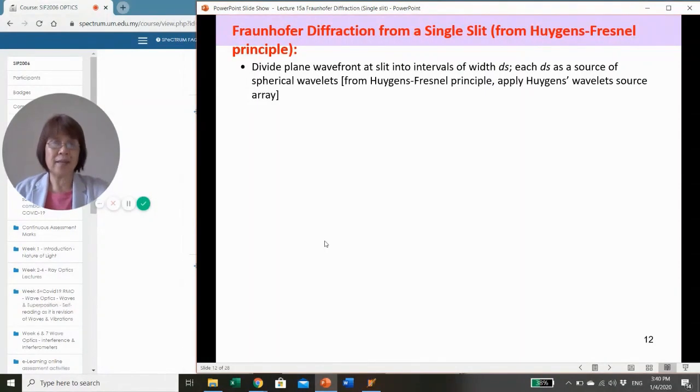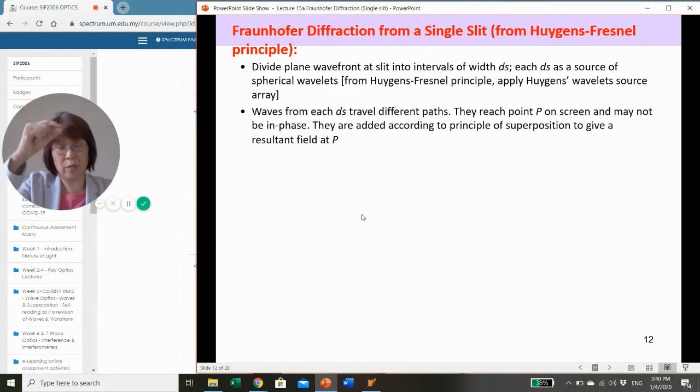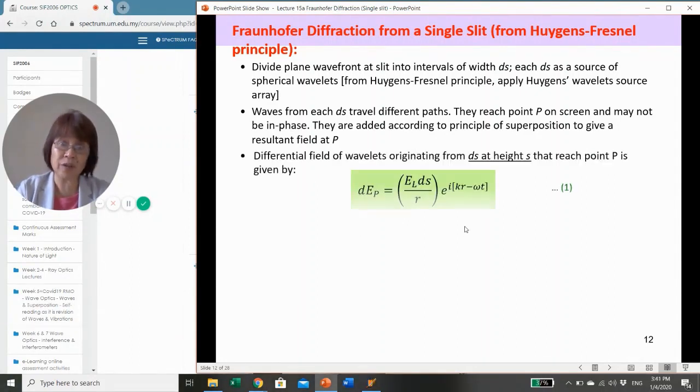Okay, so we said that for Fraunhofer diffraction, we are going to treat it according to the Huygens-Fresnel principle. So we're going to divide the wavefront at the slit into intervals of width ds, and each very small width ds here will be a source of spherical wavelets. So we have an array of them throughout that will span the width of the slit. And the wave from each ds would then travel different paths and reach point P on the screen, and they may not be in phase. So they all will add up under the principle of superposition to give a resultant field.